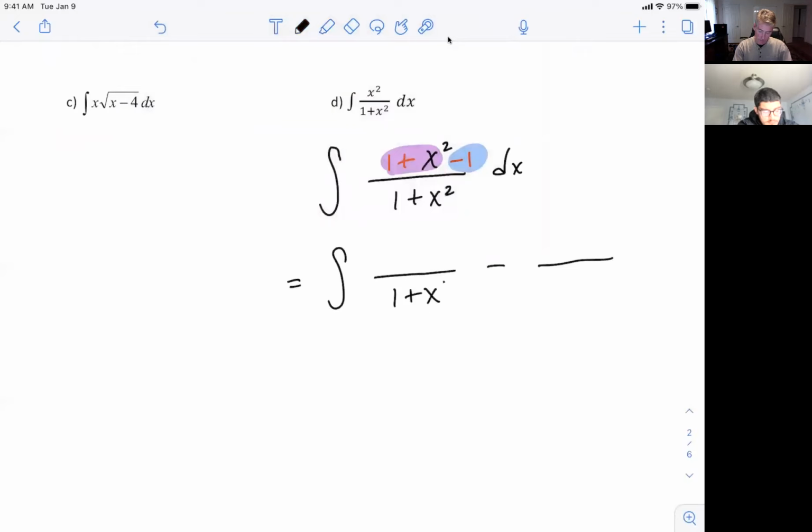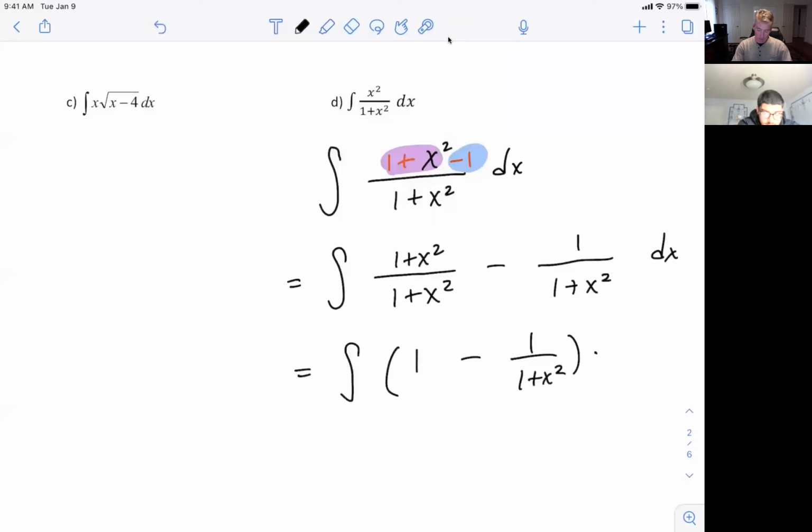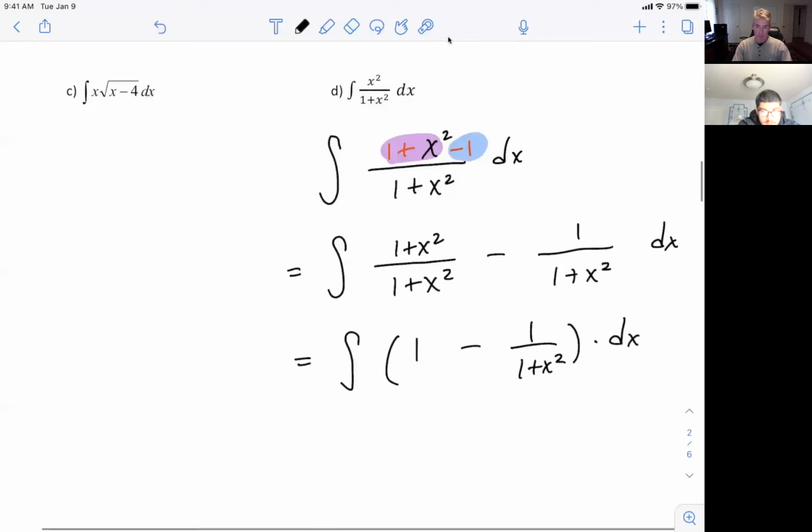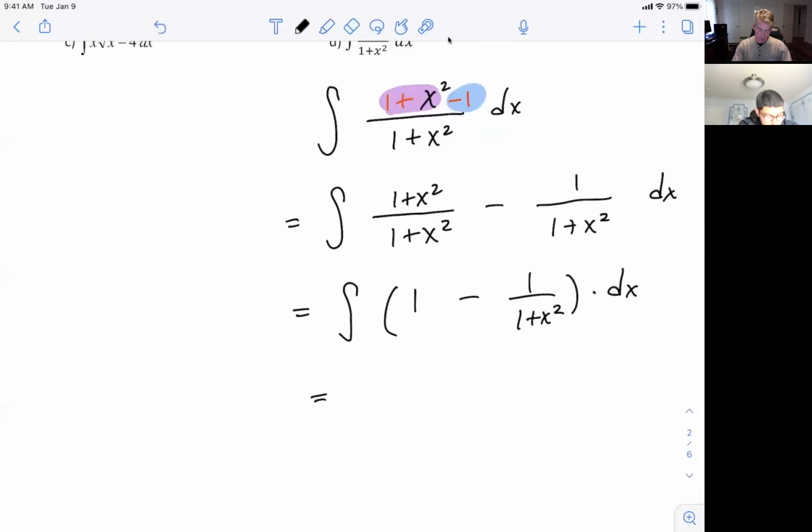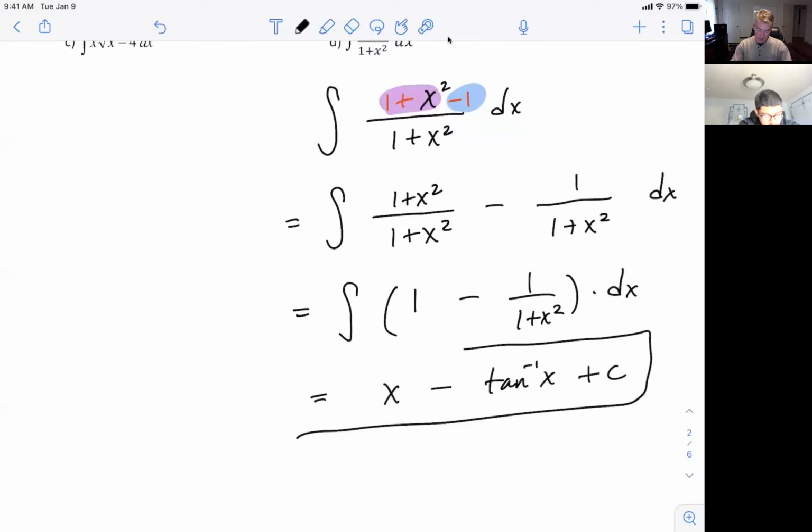So you have to keep the denominators the same, 1 plus x squared. And then the first one will have that purple part, so that's going to be 1 plus x squared. And then the other one will have minus 1. So the first one, because it's 1 plus x squared divided by itself, that's just a 1. And then just copy down the minus 1 over 1 plus x squared. And then we only have one last step. And that is the antiderivative of 1 is just an x minus the antiderivative of 1 over 1 plus x squared. That's tangent inverse of x. And then put a plus c, and it's done.